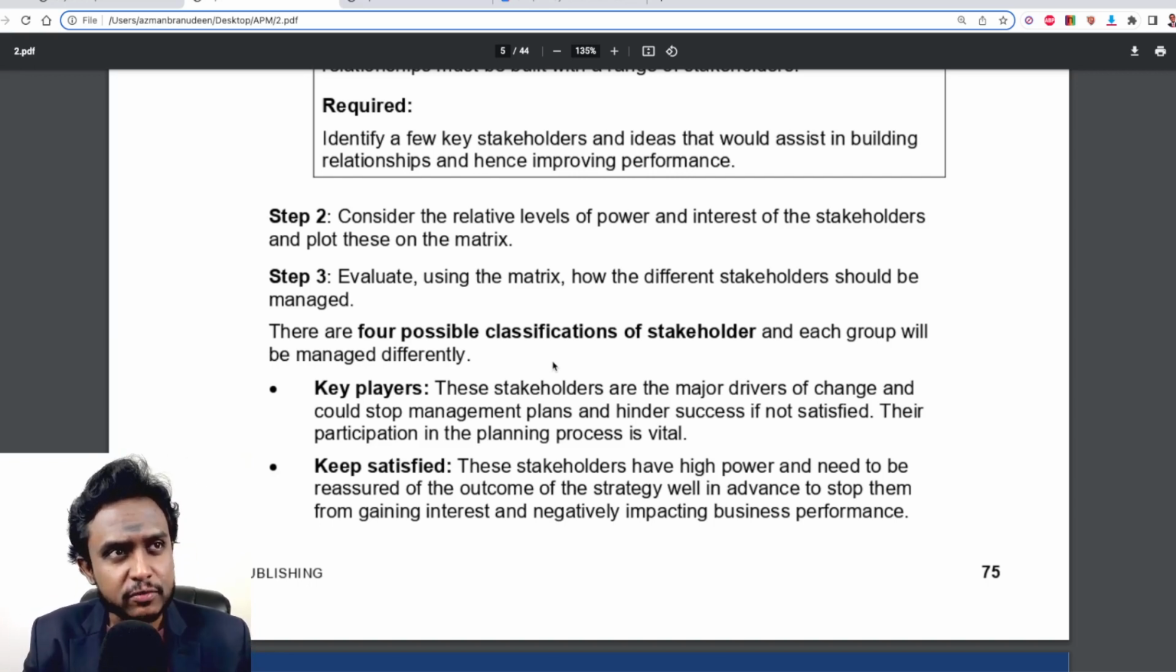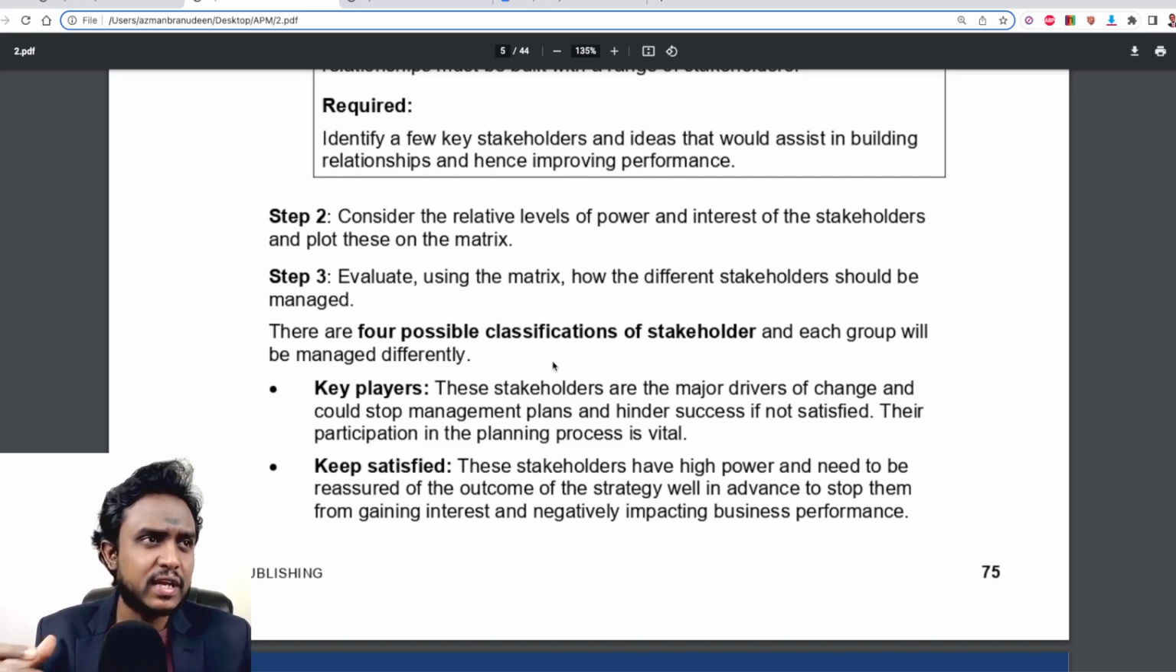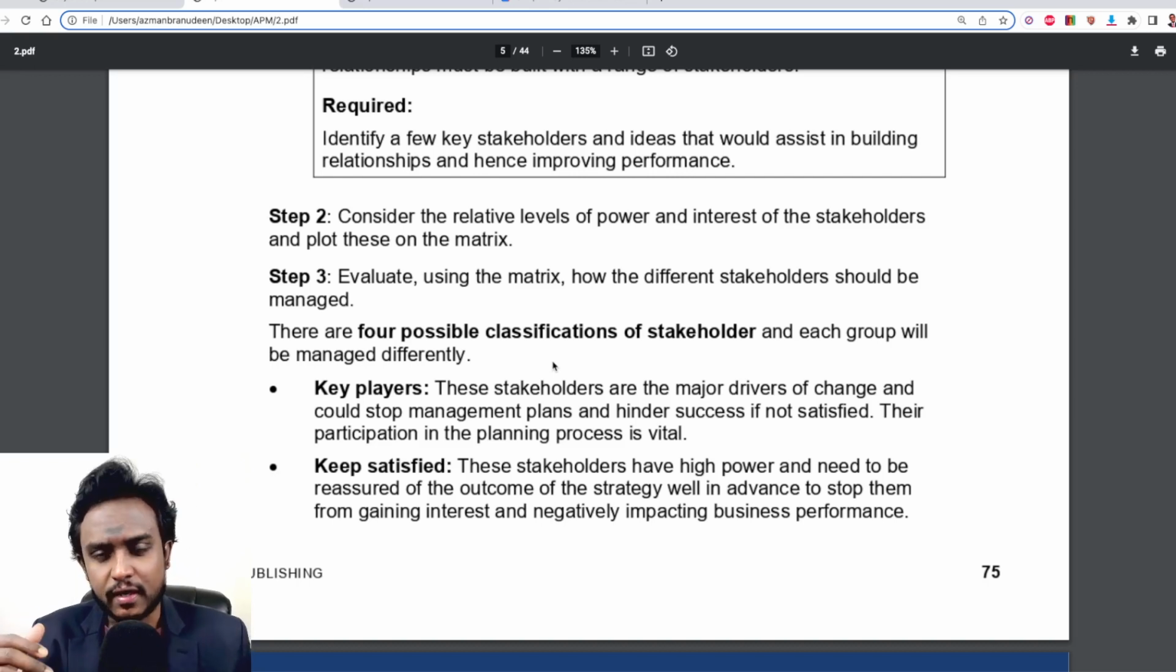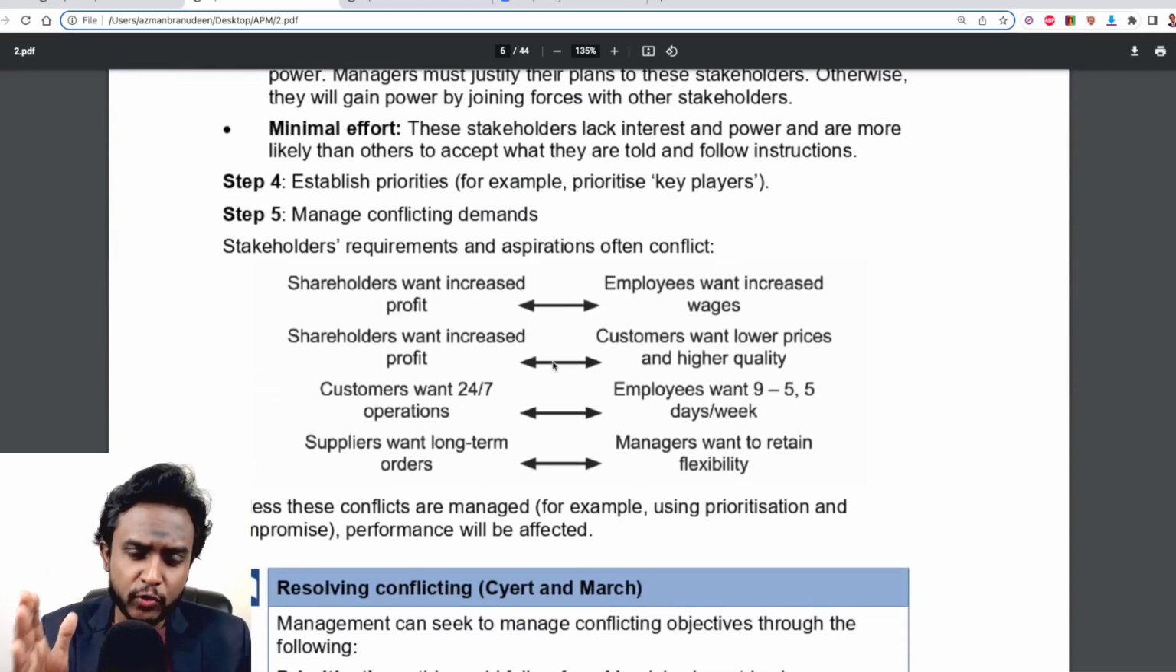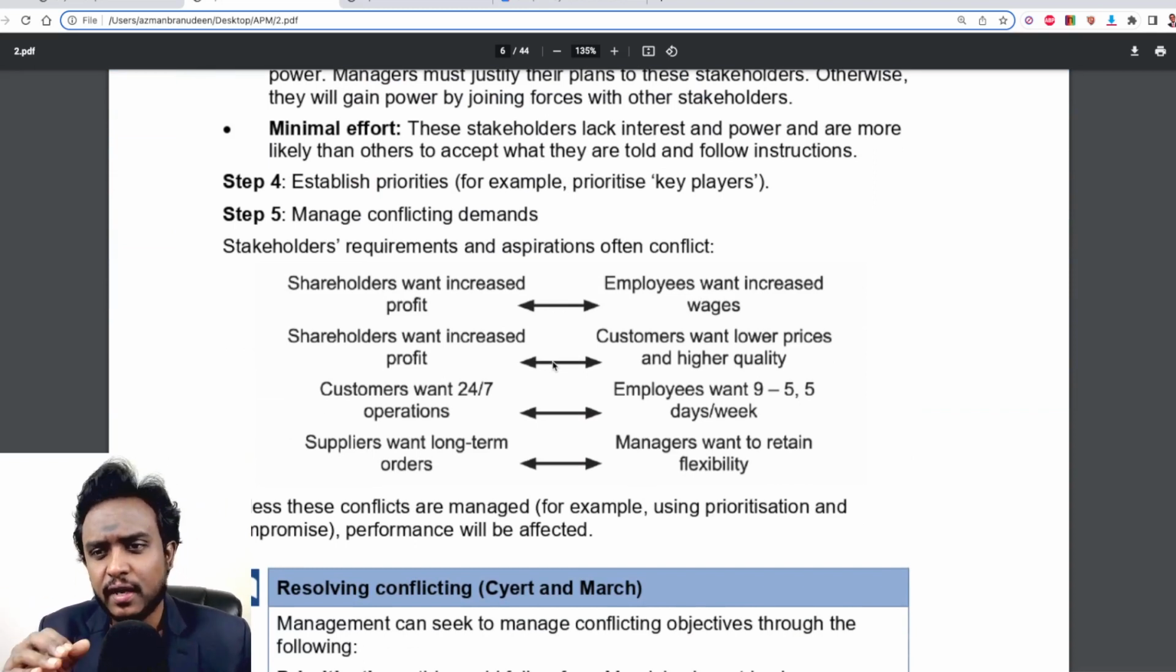Thirdly, you will evaluate using the matrix how the different stakeholders should be managed. So you will classify them, and based on the classification, keep satisfied, key players, minimal effort, etc. Based on that, you will come up with your own approach that is suitable to you, that is applicable to you in dealing with the stakeholders. Step 4 would be establishing your priorities, making sure that you understand who are the most important. And priority it can be urgency, it can be importance, it can be impact, it can be relative dollar value of influence that they exert. So depending on whatever logics and whatever justifications you have, you would be classifying them into priorities.